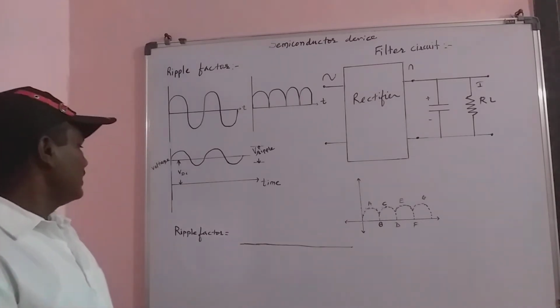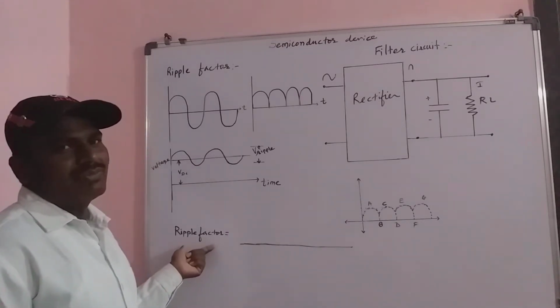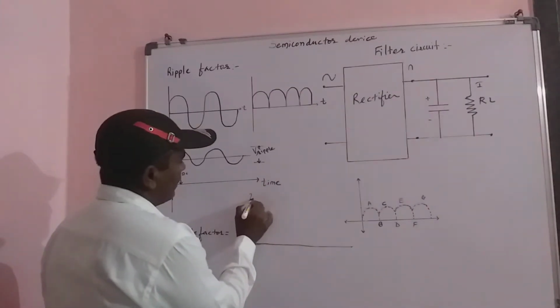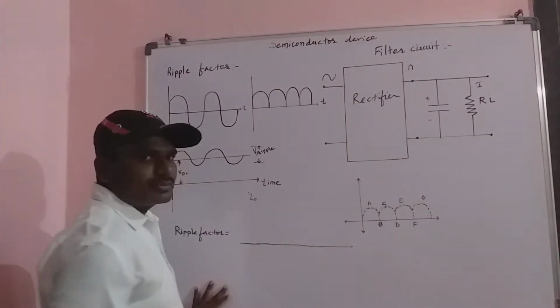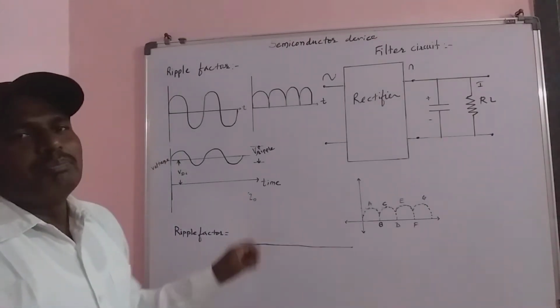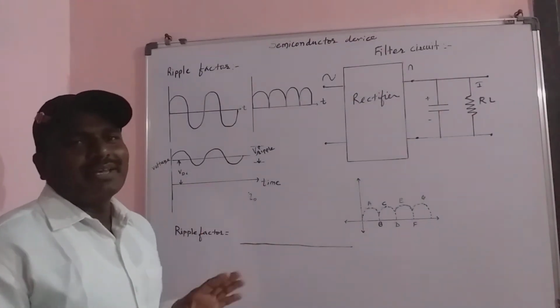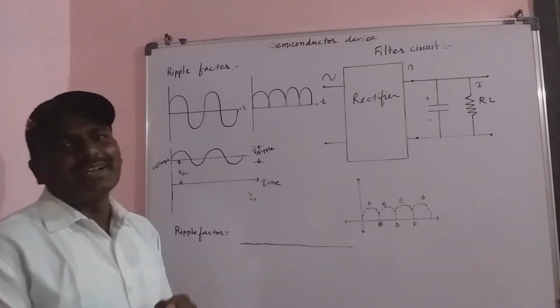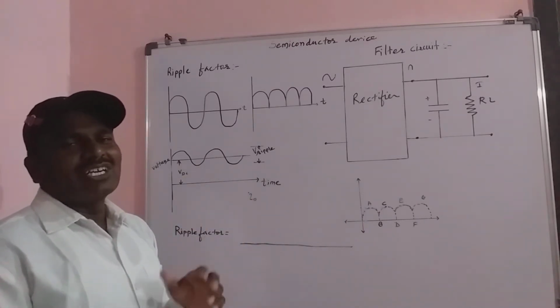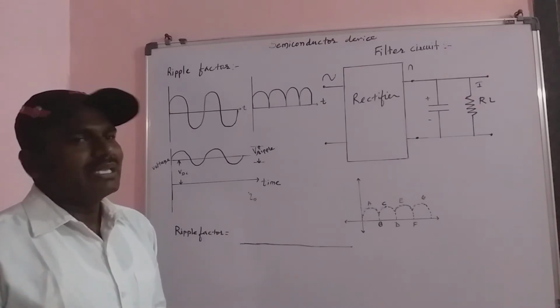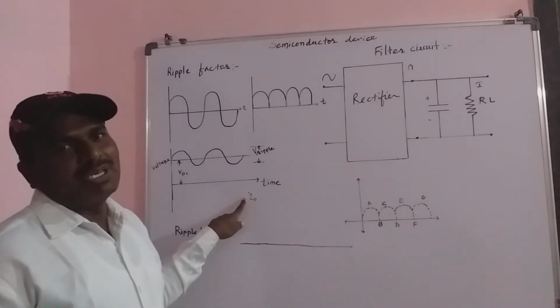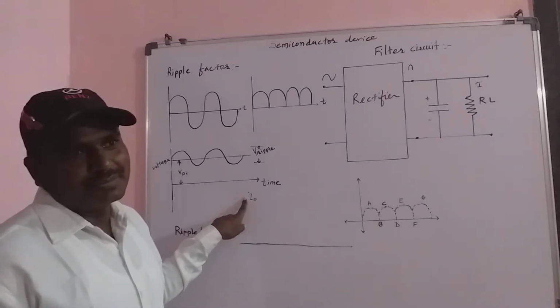Before we see the definition of ripple factor, we should see the peak value of alternating current, that is I0. Peak value of alternating current is nothing but the maximum value of alternating current in either direction. That maximum value is called the peak value of alternating current.